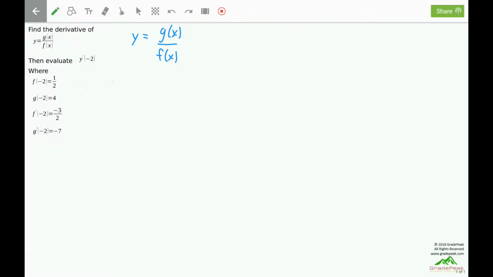for the derivative. The derivative y prime, or dy dx, is equal to the derivative of the numerator, we will call that g prime of x, times the denominator left alone, f of x, minus the numerator left alone, g of x, times the derivative of the denominator, we will call that f prime of x, and then that entire thing over the denominator, f of x squared. There's our derivative y prime or dy dx.